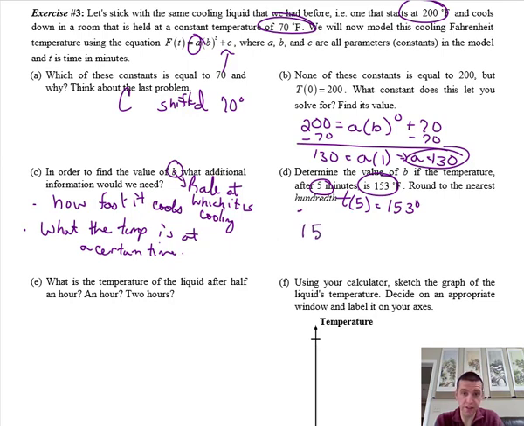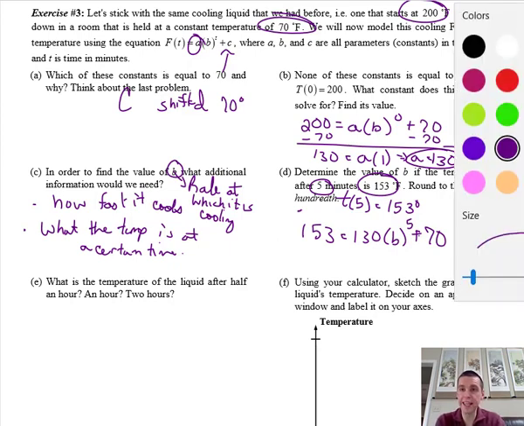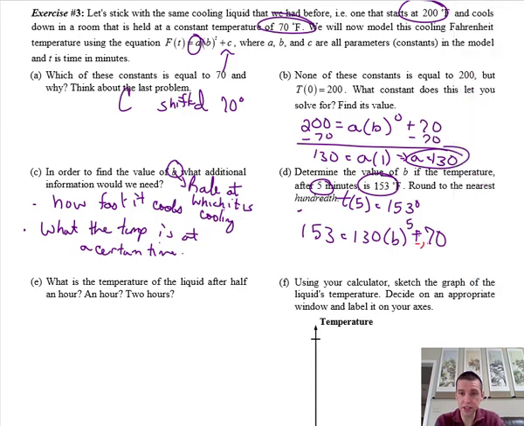So we have 153 degrees equals, we found our A value, 130, B to the 5 plus 70. So the first thing that we're going to do is subtract the 70, and from that, subtract 70, and then divide by 130, right? Because that's gone and we got to get the B alone. So that's going to give us 83 divided by 130 equals B to the 5th.